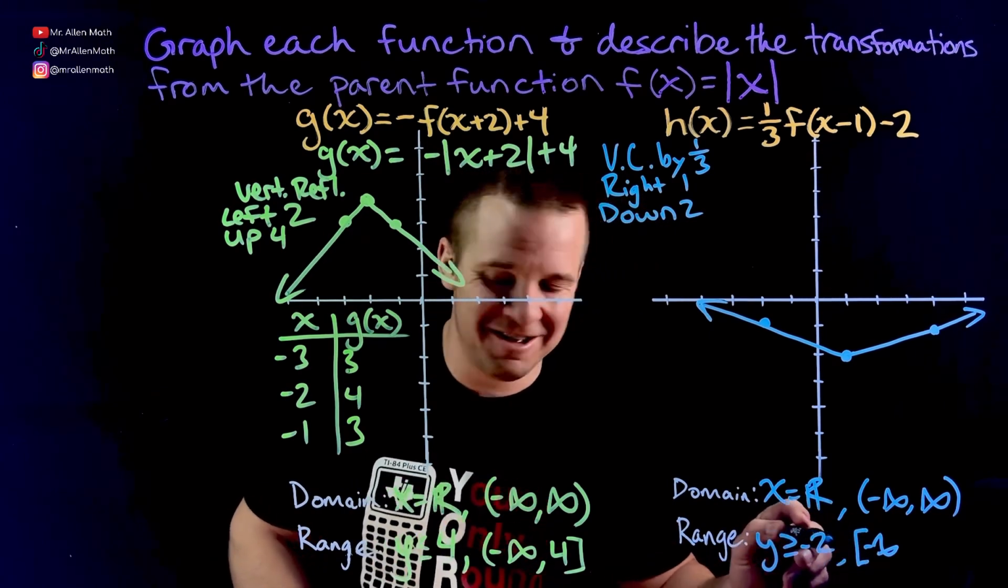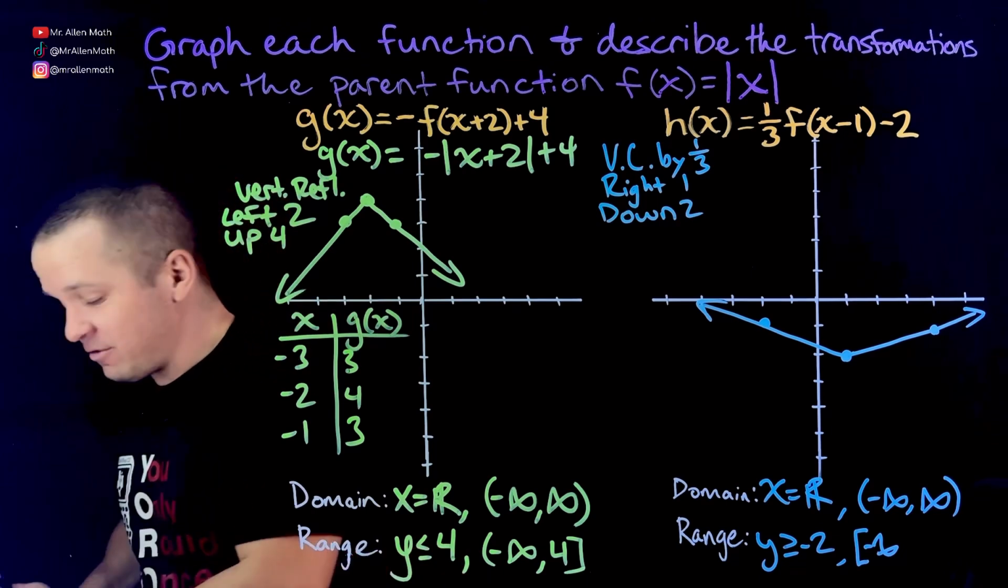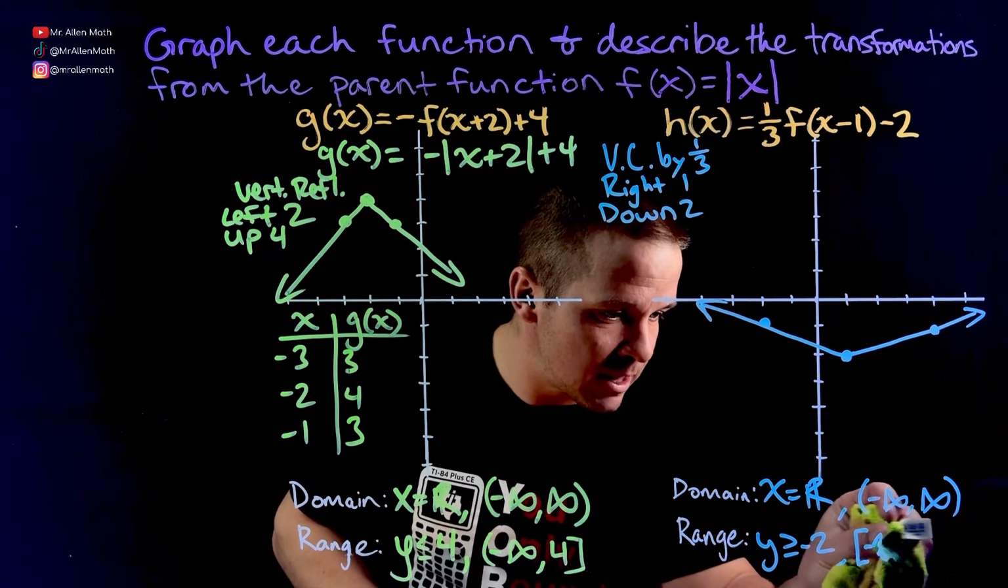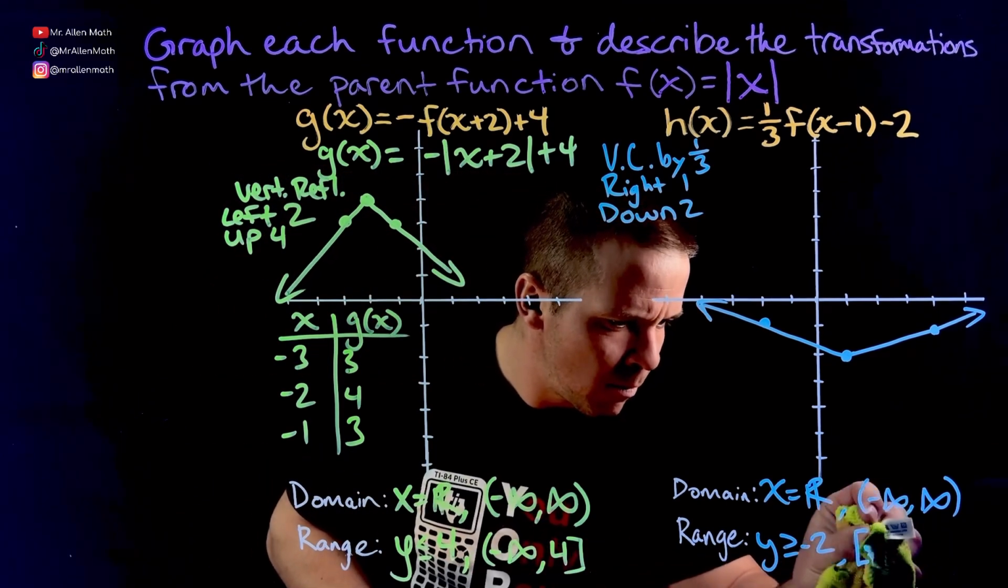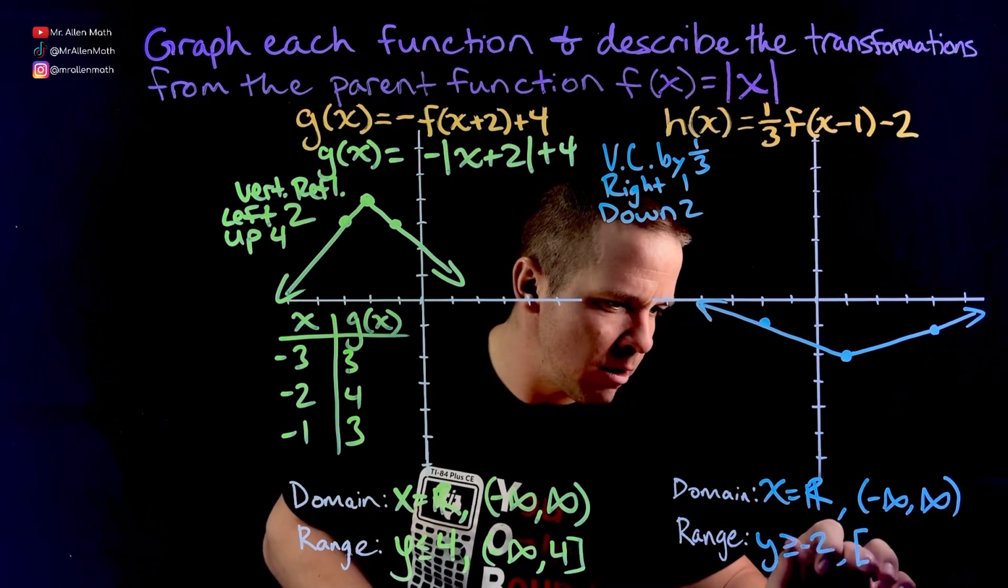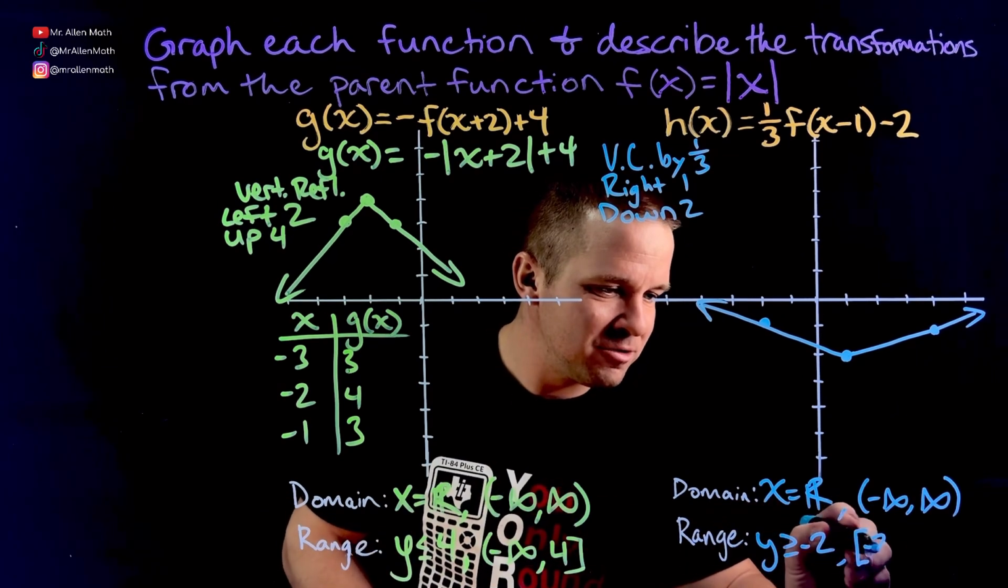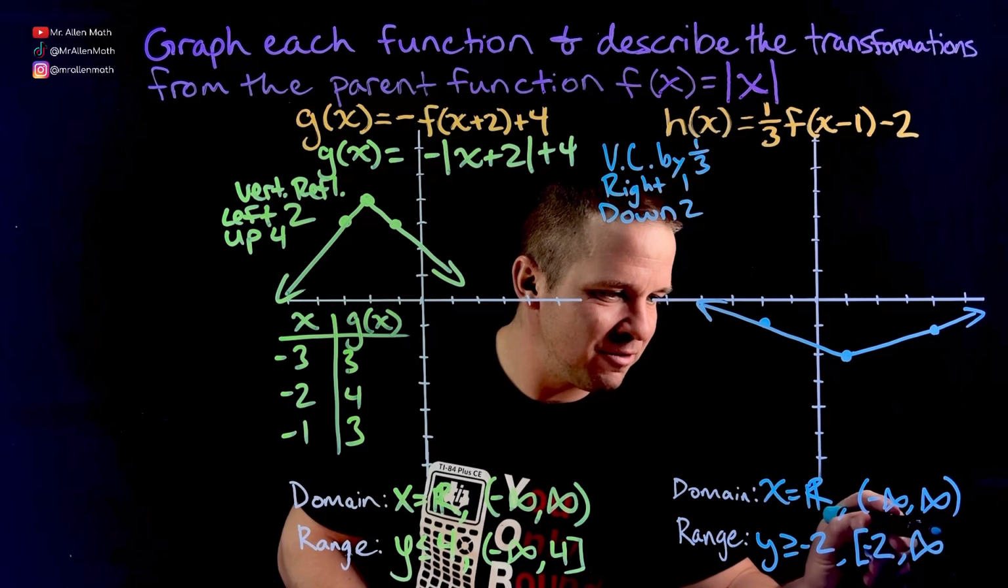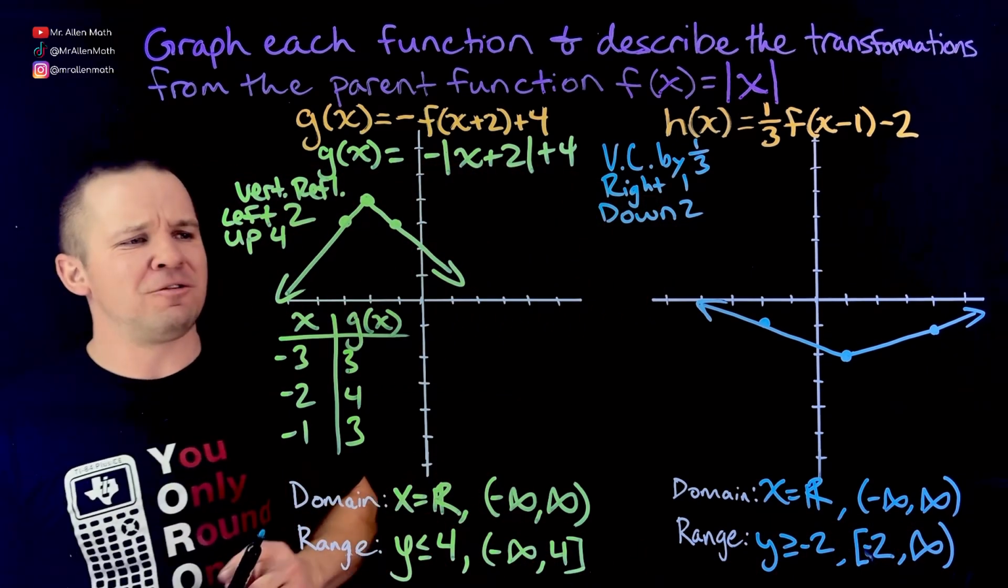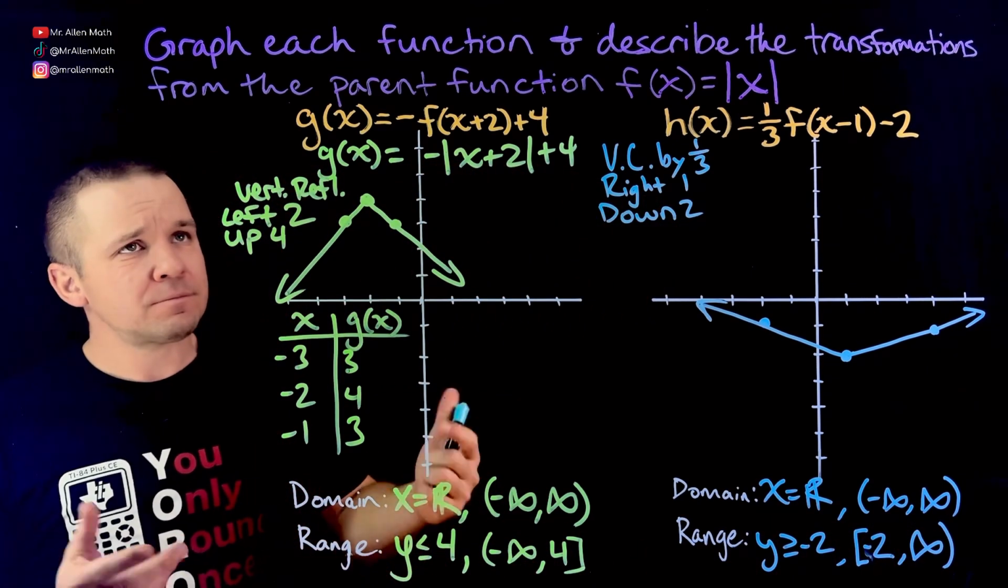Whoop. What is that? That is not -2. My goodness. Let me see if I can just erase that real quick. Pretty good. Okay. -2 to positive infinity. I wanted to write the infinity first. That was funny. All right. There we go.